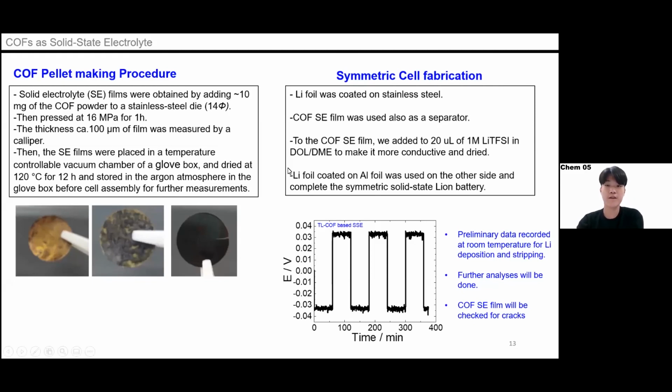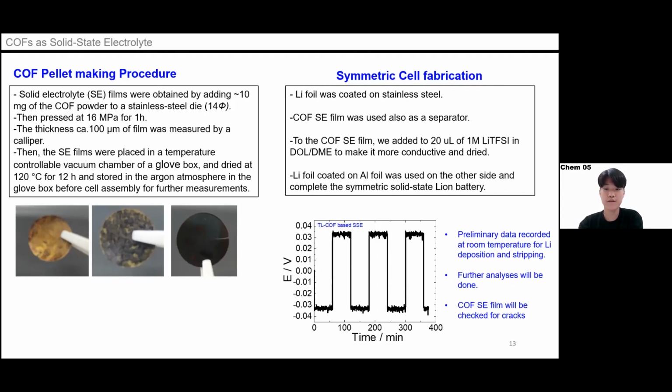Now we can make a COF pellet as a solid-state electrolyte. To make the COF pellet, we add around 10 mg of the COF powder to a stainless steel die. Then press it at 16 megapascal for 1 hour. To measure the thickness, we use a caliper and get a value of around 100 micrometers. We put the SE films in the temperature-controllable vacuum chamber of a glove box and dry at 120 degrees Celsius for 12 hours. Then store them in the argon atmosphere in the glove box before cell assembly.